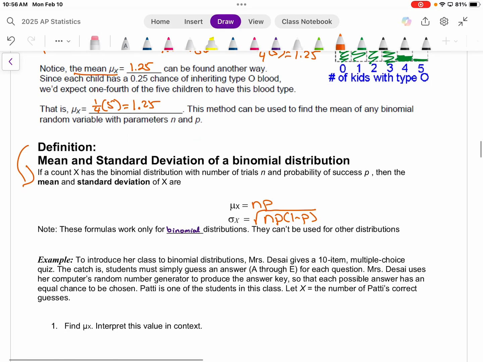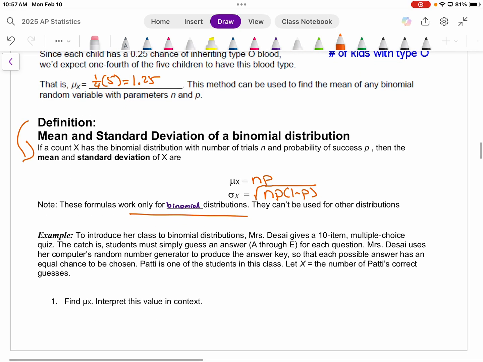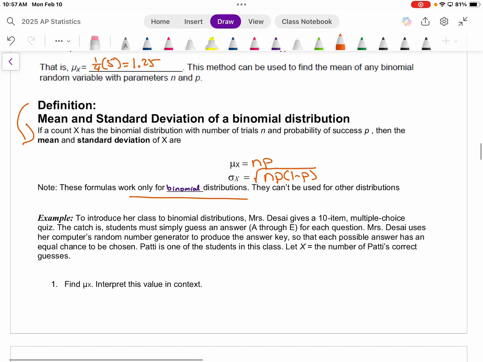And again, these formulas work only for binomial distributions. Other distributions have different formulas you have to use. So they ask us now to practice that skill a couple times. To introduce her class to binomial distributions, Ms. Desai gives the 10-item multiple choice quiz. Patty is one of the students in the class, and they ask us to find and interpret the mean.